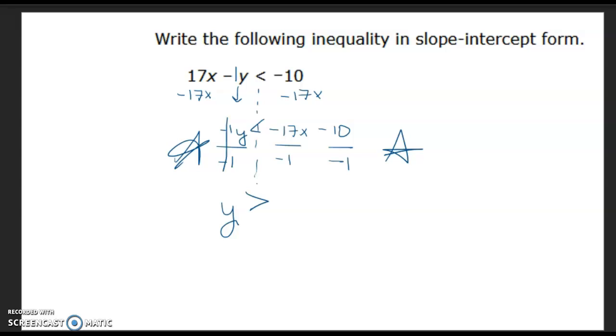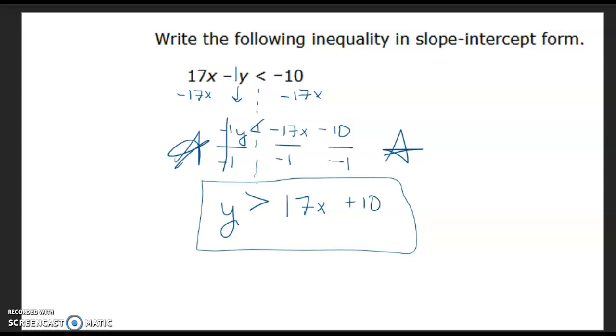Negative 17 divided by negative 1 is positive 17. And negative 10 divided by negative 1 is positive 10. So this is my final answer, and I can graph it.